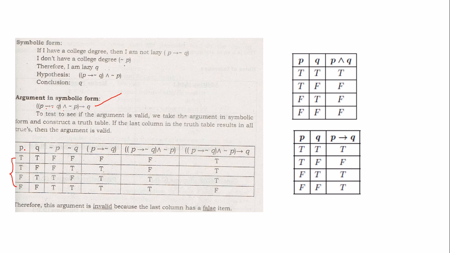Let's write the truth values for P: true, true, false, false. Then Q: true, false, true, false. Now we will be needing the negation of P and Q. Negation of P, concentrate on P: true becomes false, true becomes false, false becomes true, false becomes true. The same thing for Q: false, true, false, true. Negation only.